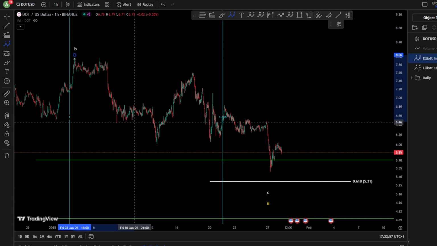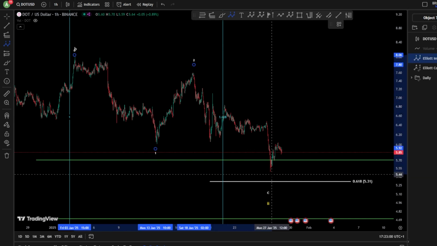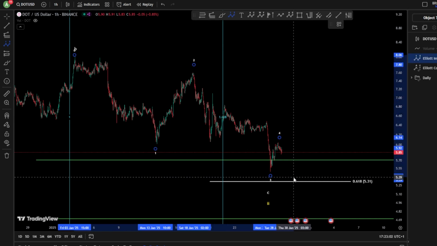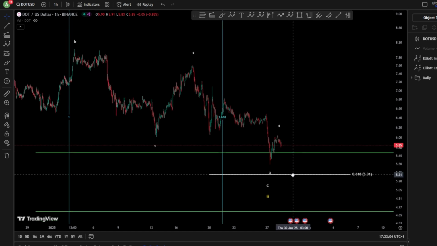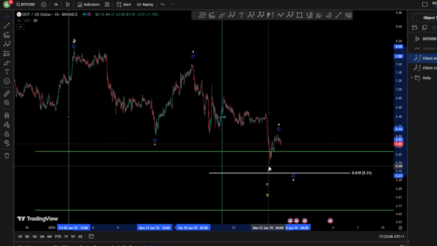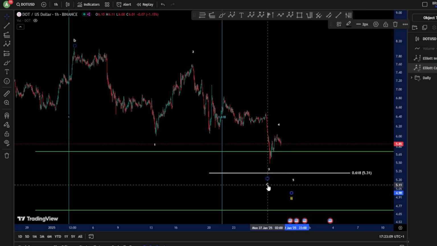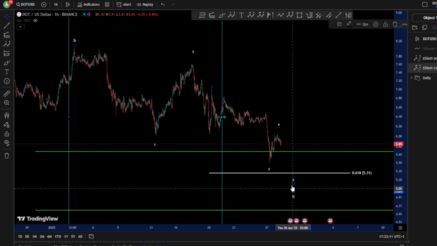As you can see, this contracting diagonal has ended in this shape, 3, 4, and a 5. We still need one more leg, I would say, for Polkadot, probably, and to finish this wave C or wave 2.